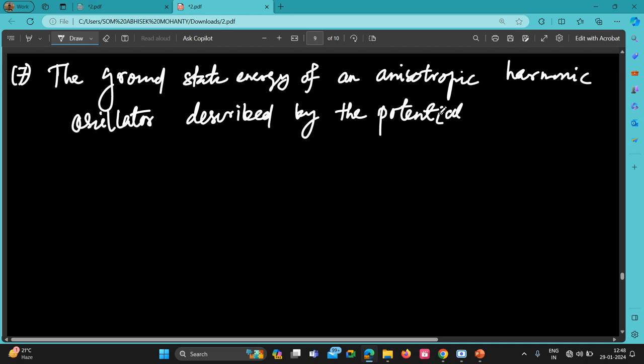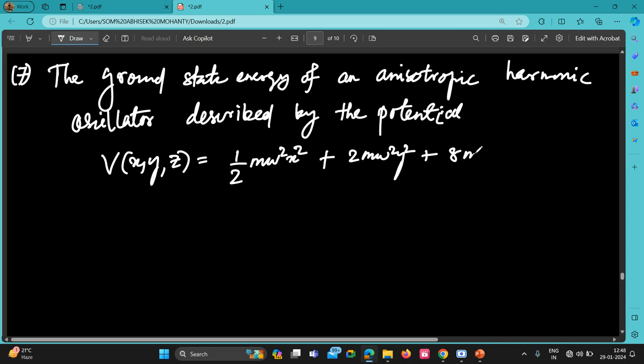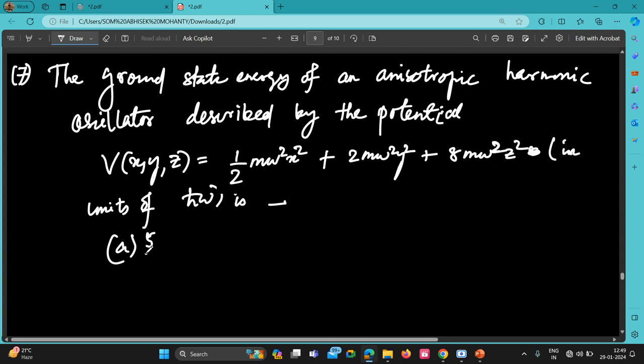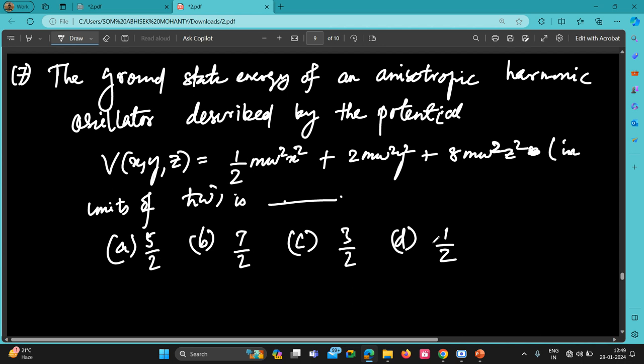Described by the potential V x y z is equal to half m omega square x square plus 2 m omega square y square plus 8 m omega square z square, in units of h cut omega is, option A 5 by 2, option B 7 by 2, option C 3 by 2, option D 1 by 2. Okay, the ground state energy of an anisotropic harmonic oscillator described by the potential V x y z is equal to half m omega square x square plus 2 m omega square y square plus 8 m omega square z square, in units of h cut omega is, alright.